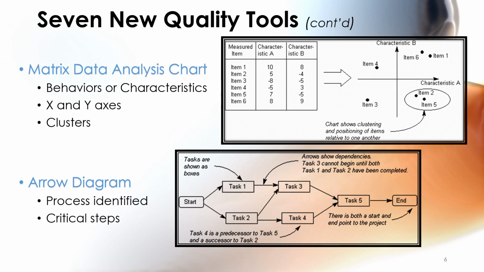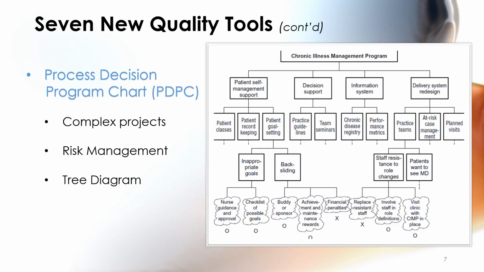An arrow diagram is helpful when there is a process to be followed, and one step is critical to the success of the next. There is a definite start and end, which helps to keep everyone on task as you proceed through a project. The last new quality tool is a process decision program chart.